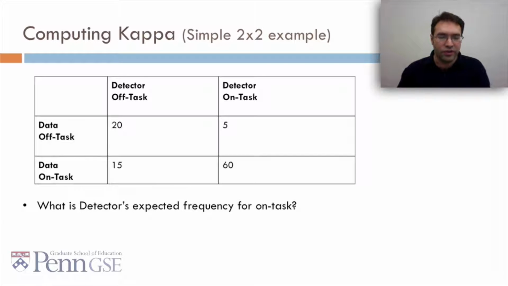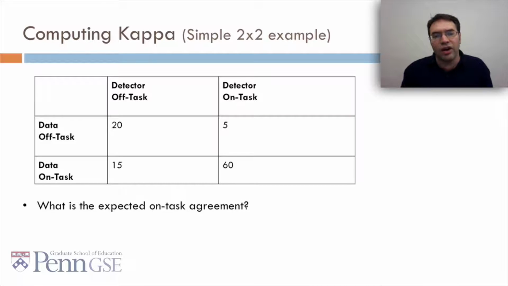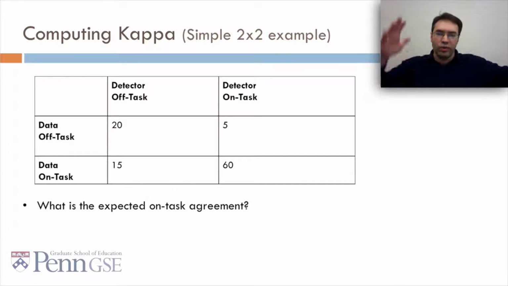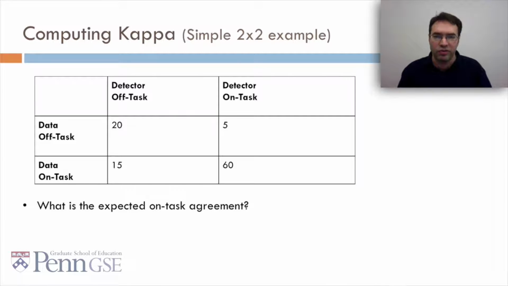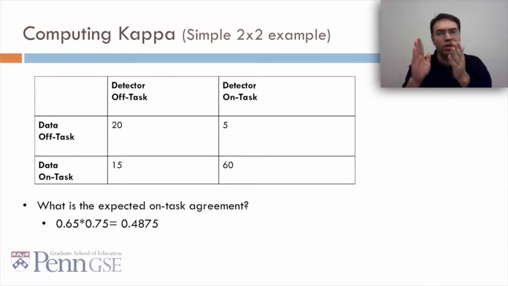What's the detector's expected frequency for on task? Well, look at the detector on task column. 60 plus 5 is 65, or 65%. What's the expected on-task agreement? Well, we take the data's percentage of on-task and the detector's percentage of on-task, and say there's actually no correlation between the detector and the data. People are on-task according to the detector or the data by complete chance according to the proportions, 75% and 65%. In that case, the expected on-task agreement is 65% times 75%, which is 48.75% for those of you who have a calculator in your head. So we can put that in the bottom right cell.